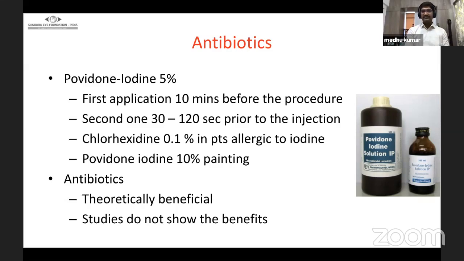But for our Indian scenario, where we don't know about the hygiene and whether the patient has followed the protocol or not, it is preferable that we apply it at least two times. The first application is when the patient is shifted to the OR, approximately 10 minutes before the procedure. The second one is just before the injection. You have to remember one thing, the xylocaine jelly can prevent the povidone iodine from sterilizing the conjunctival surface. Do not press the eyelids or the eyelashes firmly, because that can give rise to wound discharge and conjunctival fluid. So there should be a gentle painting of the fornices.